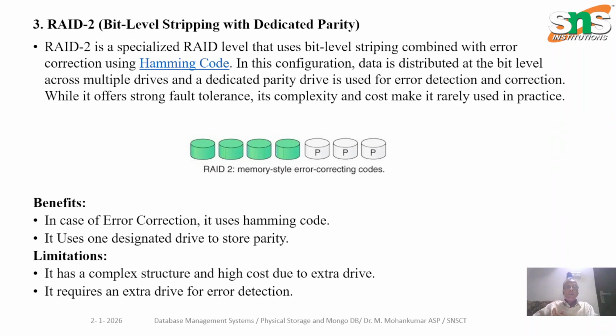Then RAID 2, bit level striping with a dedicated parity. RAID 2 is a specialized RAID level that uses bit level striping combined with error correction using Hamming code. It is a very famous one. In this configuration, data is distributed at bit level, bit by bit, and transferred to the storage media across multiple drives. Each drive can store bit level data, and a dedicated parity drive is used for error detection and correction.